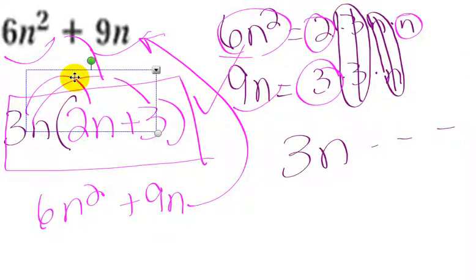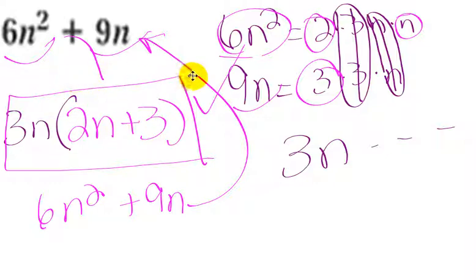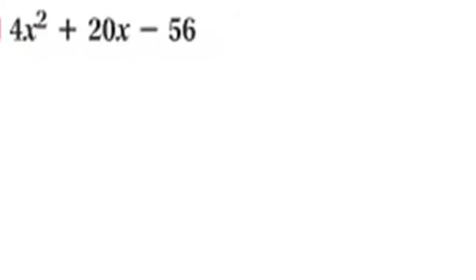Okay, see how easy it is for your answers to get lost? Make sure that you're putting a box around everything. Okay, that's how you do these. Now we're going to combine both things we've learned today into one problem. Now they're going to give us a 4x squared plus 20x minus 56. Okay, well, a is not equal to 1.